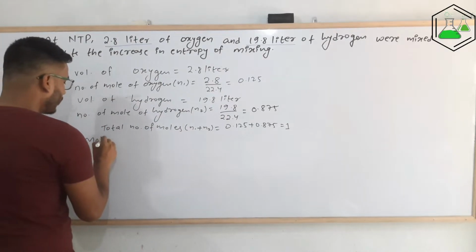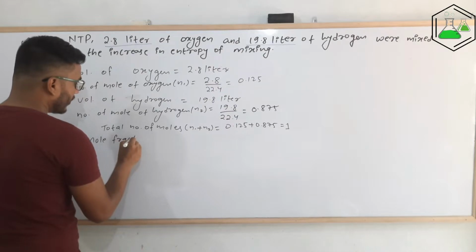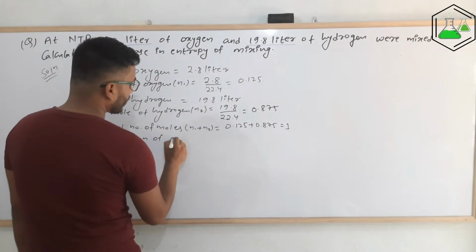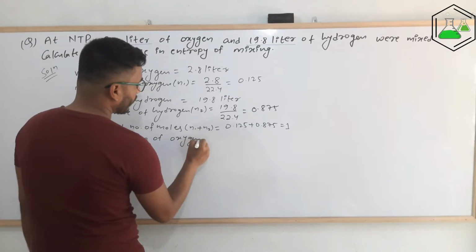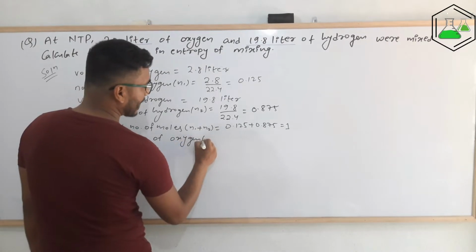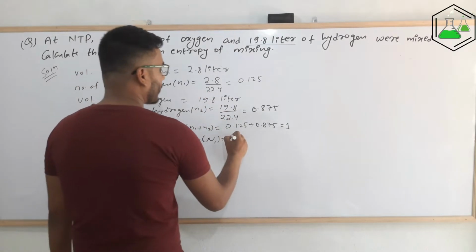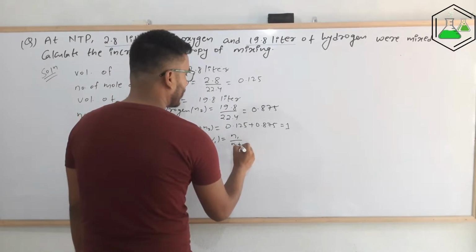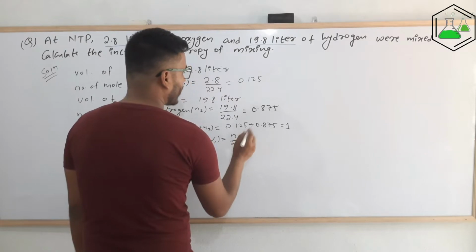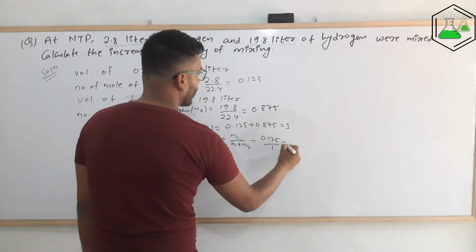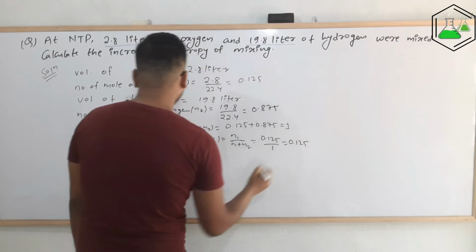So, mole fraction of oxygen, that is capital N1, is equal to how much? What is the formula? N1 by N1 plus N2, right? So, N1 is given to be how much? 0.125 divided by 1 is equal to 0.125.